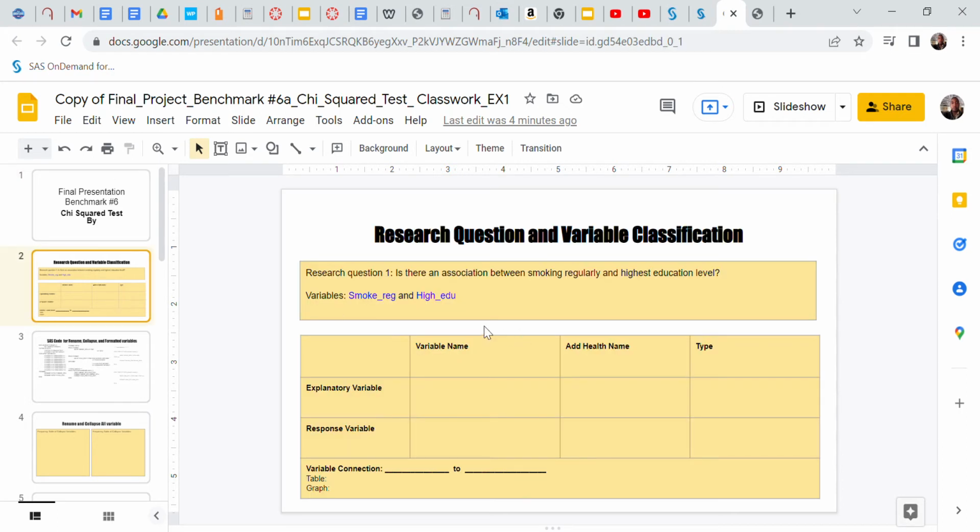All right. So, we're going to start off with the research question. Is there an association between smoking regularly and highest education level? What do you guys think of that? You always want to make your prediction based off what you know. Remember, there's an explanatory and a response variable. Remember, the explanatory variable explains the response, or the response is a response of the explanatory. So, which one is explanatory? Smoking regularly or your highest education level?